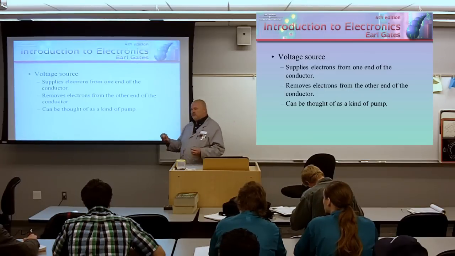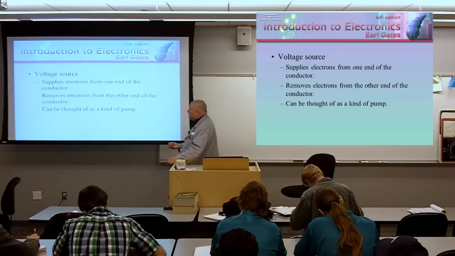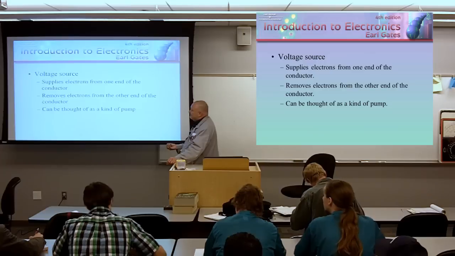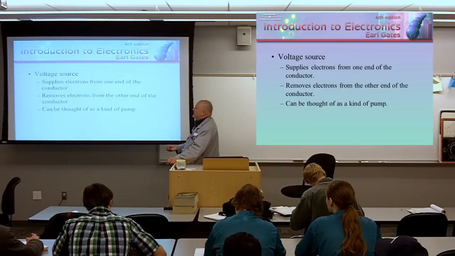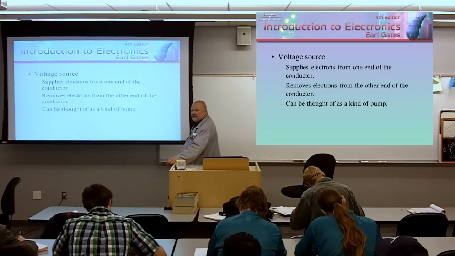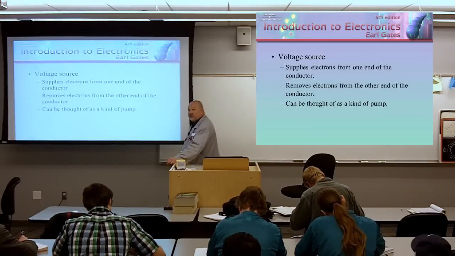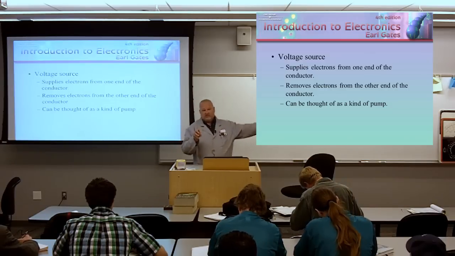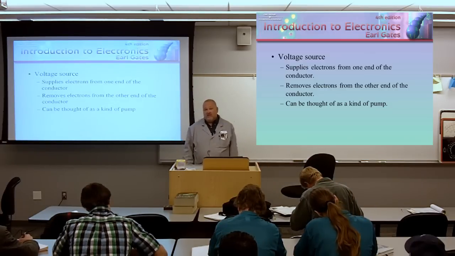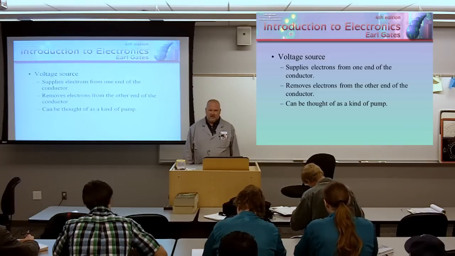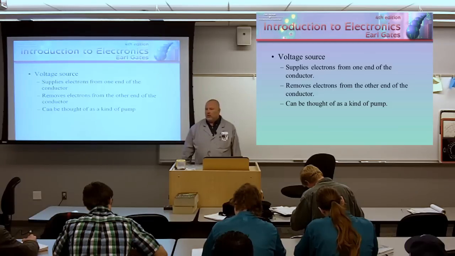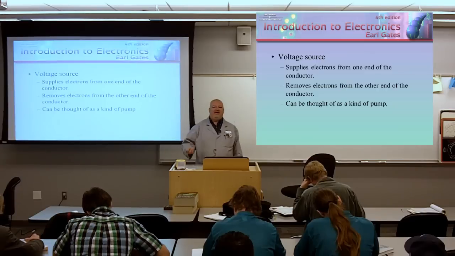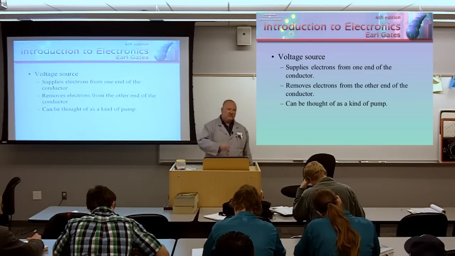Voltage source, what we're talking about here is a power supply. It supplies electrons from one end of the conductor, and it removes electrons from the other end of the conductor. It can be thought of, for those of you that like using analogies, fluid systems, it could be like a pump. What does a pump do? It sucks from one end, it pushes out from the other end, right? This is what a voltage source does. It basically supplies electrons from one end and then sucks them back from the other end. That has to be taking place or it's not a valid voltage source.